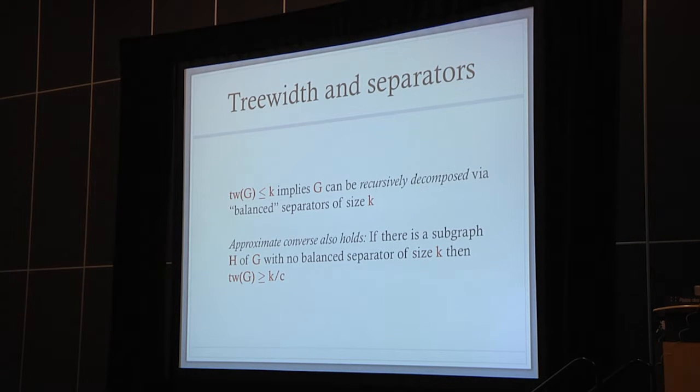I want to connect them back together again, that is, why did I say that tree width of a graph less than or equal to k implies G can be recursively decomposed via balanced separators of size k. In fact, this characterization of tree width is approximately if and only if. That is, we will see shortly that if the tree width is less than or equal to k, it means that you can recursively decompose by balanced separators of size k. But the converse is also true. That is, if there is any subgraph of G with no balanced separator of size k, then the tree width is basically k over some constant. So this is a useful way of thinking that tree width is really capturing how decomposable the graph is. Okay? This converse is a little bit harder to prove.